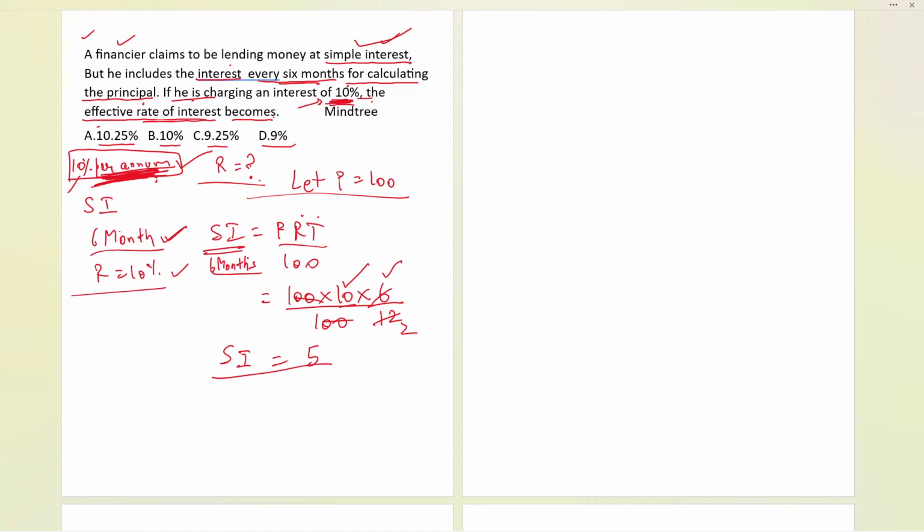So now the next amount that will become in this case will be what? The simple interest plus principal. That is 5 rupees plus 100. It will become 105. Now understand, everybody.